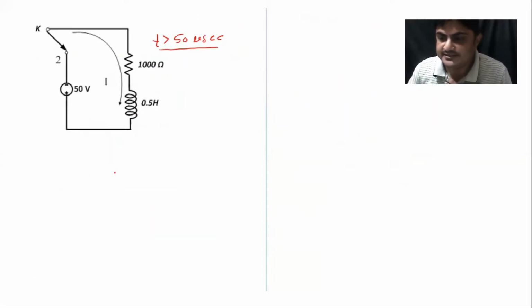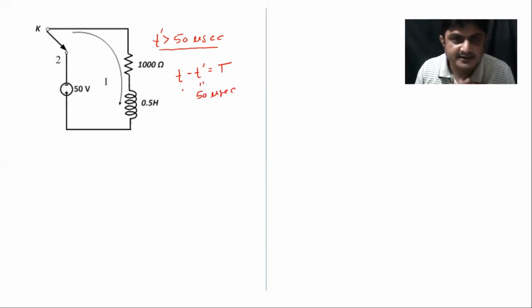So let us say this time mentioned in your example is t dash, that is equal to 50 microsecond. In this example, I will consider t minus t dash equal to capital T, where t dash is equal to 50 microsecond. Let us say I am considering 55 microsecond. So exactly right now, what is the time for this particular case? That is t dash equal to 50 microsecond.